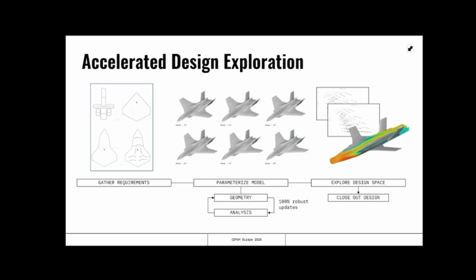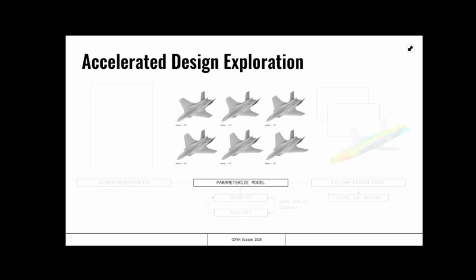This is kind of what happens when we take ambition from our team and experts in the industry, engineering and technology, and align around a core problem, right? Gathering the requirements, parameterizing up the model, exploring the design space. And it really starts with how you actually parameterize that model.